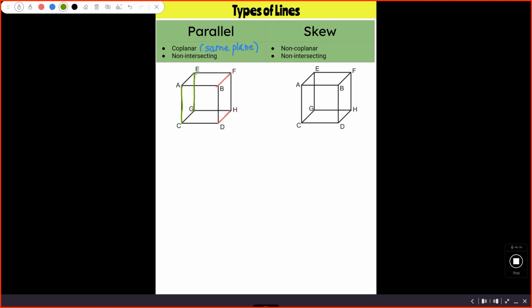All right, so now let's look for skew in real life first. Okay, so let's do one line on the ceiling and one line on the floor. So top and bottom, they're non-coplanar. Does that make sense? Okay, so if they don't belong to the same plane, that means they are skew.